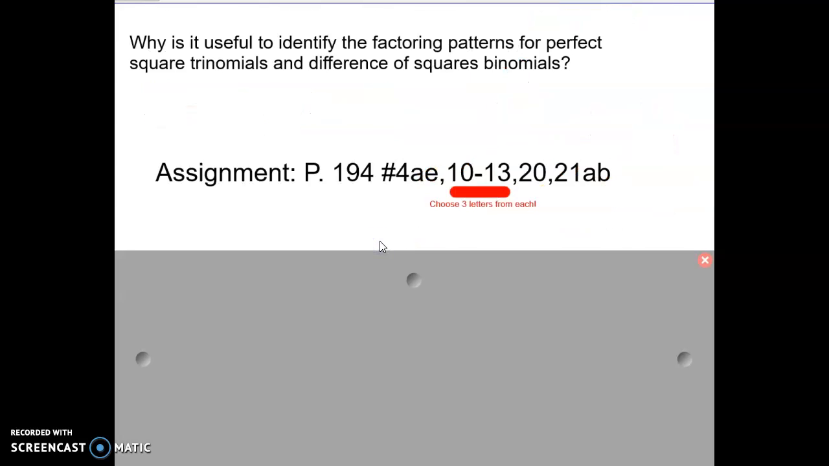So for today's assignment, we're going to take a look in the textbook, but we're just going to look at numbers 10, 11, 12, and 13, and you can just choose any 3 letters from each of those questions.